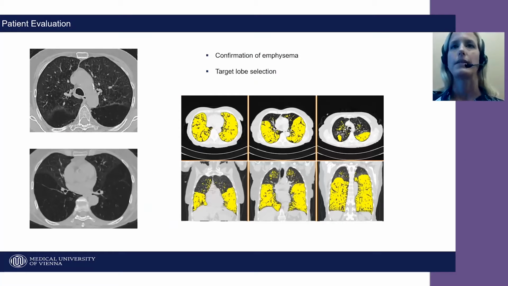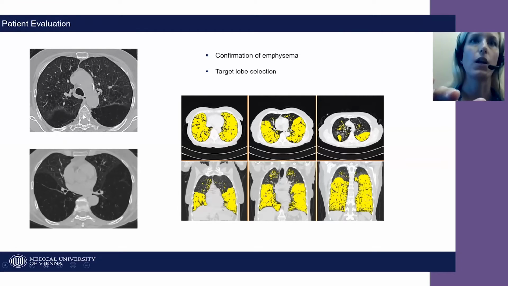The second step is to confirm the emphysema by a multi-detector computer tomography scan. And the CT scan also helps us to identify the most emphysematous destroyed lung lobe, and this is the target lobe for the valve implantation. Here in the CT scan on the left-hand side, you can see that the lower lobes of these patients are severely destroyed by the emphysema, whereas the upper lobes are healthier.